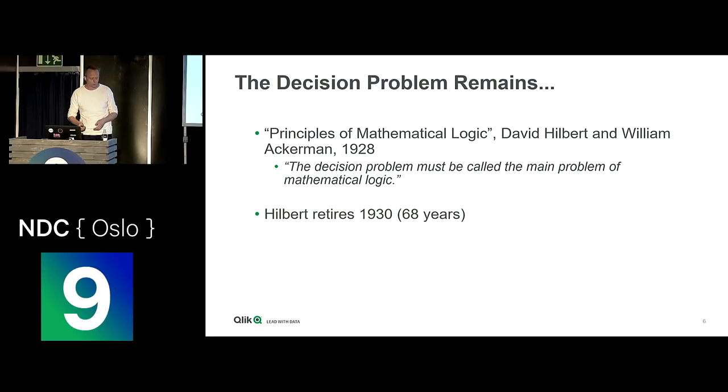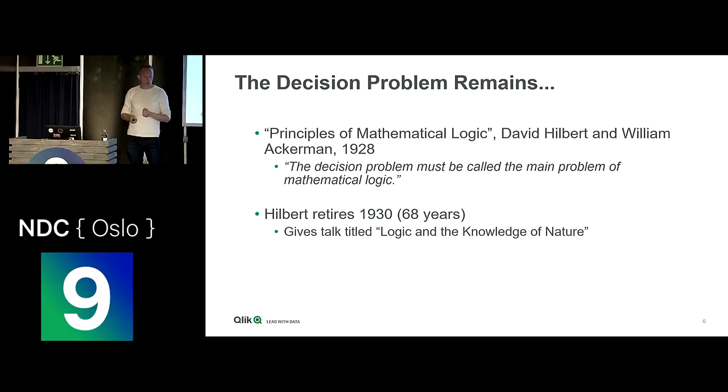And Hilbert retires not too long after, in 1930. At this point, he's 68 years old. And he's at a dinner where they are celebrating his career and what he has achieved. During this, he holds a talk with the title Logic and the Knowledge of Nature. And here again, he states his philosophy about mathematics, the way we as humans should strive to gain knowledge and how we can solve these problems if we only put our minds to it.